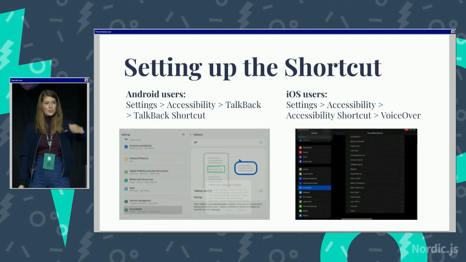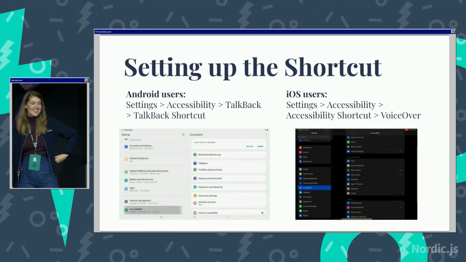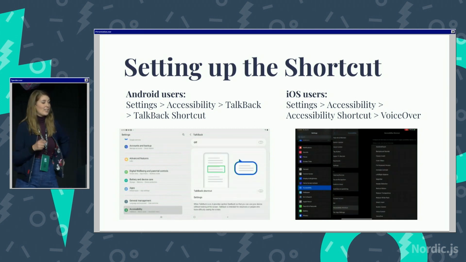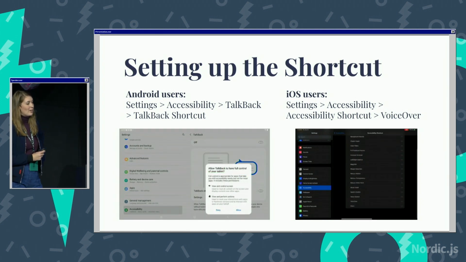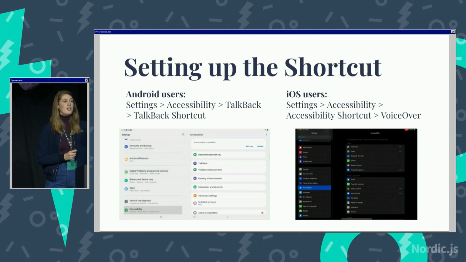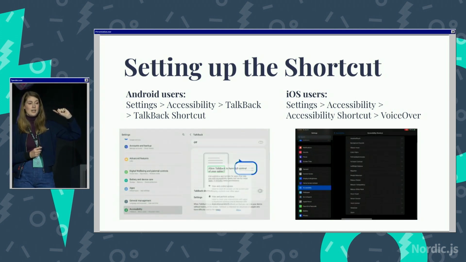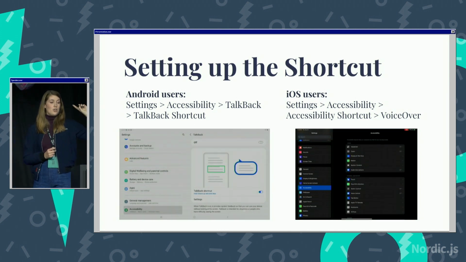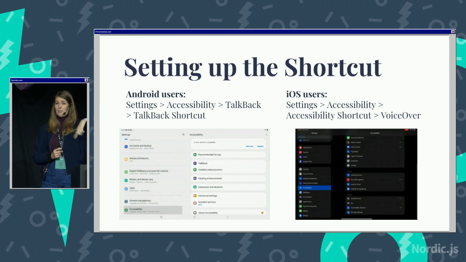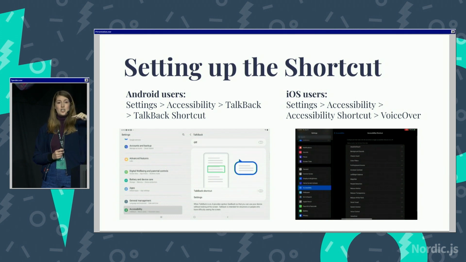So let's everyone get their phones out. I see no one grabbing their phones out. Come on, phones out. Okay, and you're going to go to settings, and you're going to go to accessibility. If you're on Android, I want you to go in the TalkBack section. There's a toggle that says TalkBack shortcut. On iOS, you're going to go to accessibility shortcuts, which is at the very bottom of the accessibility settings, and you're going to check off VoiceOver.